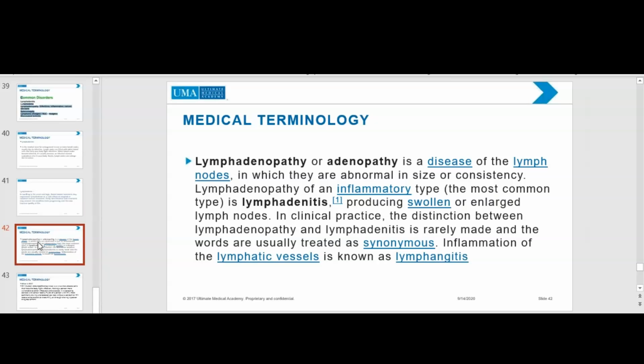Lymphadenopathy and adenopathy, same thing. It's a disease of the lymph nodes in which they are abnormal in size or consistency. Lymphadenopathy of an inflammatory type, the most common type, is lymphitis, producing swollen or enlarged lymph nodes. In clinical practice, the distinction between lymphadenopathy and lymphitis is rarely made, and the words are usually treated as synonymous, meaning they're interchangeable. Inflammation of the lymphatic vessels is also known as lymphitis.